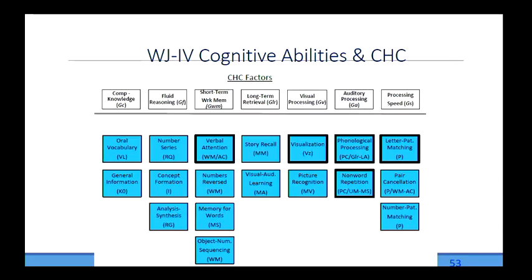Again, that just shows you some of the tests. You don't have to memorise these, but you should be aware of the broad CHC factors that it does test. Okay.